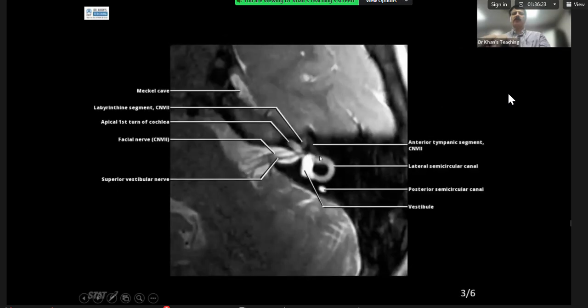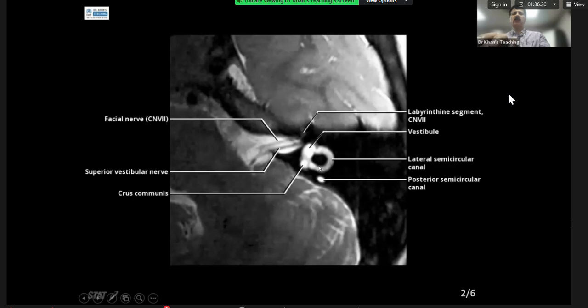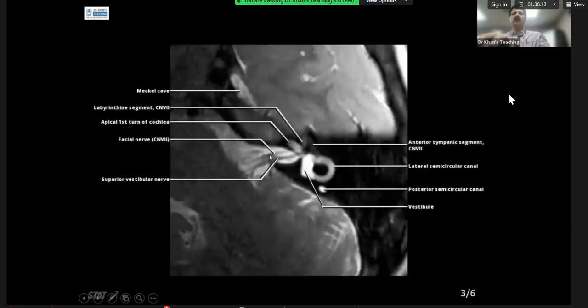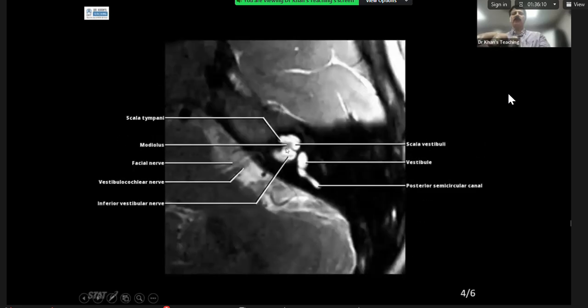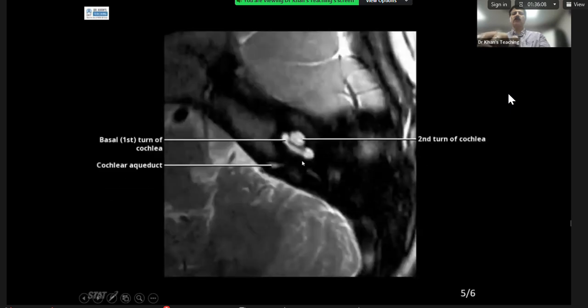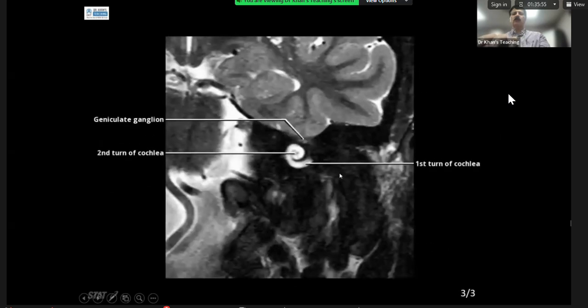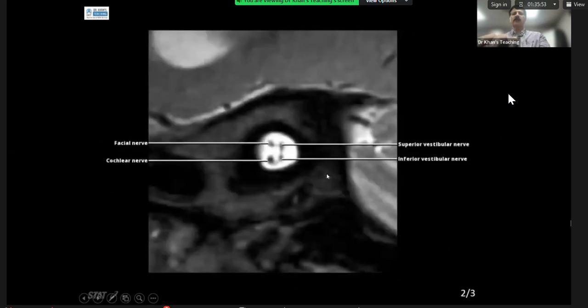Now, if you see here, this is the lateral semicircular canal, and this is the flower, which is the cochlea. You can see the nerves going here, the cochlear nerve and the vestibular nerve, as we already know. This is the coronal section, where you can see the superior semicircular canal, the lateral semicircular canal, and the vestibule. So this is the cochlea, and this is that sagittal sequence, which is an exam sequence, as I have told you.